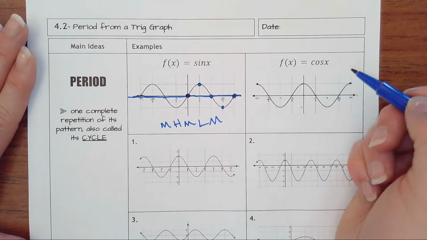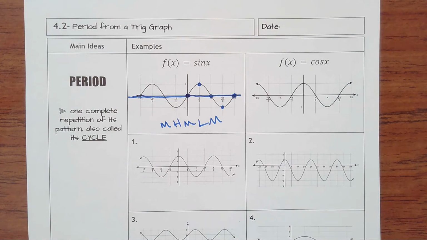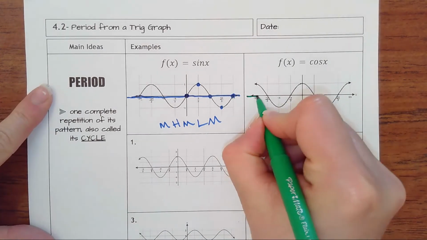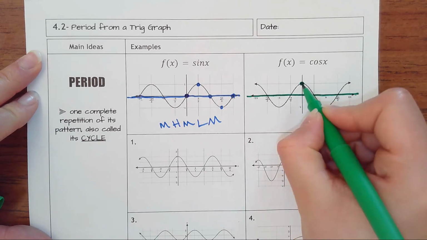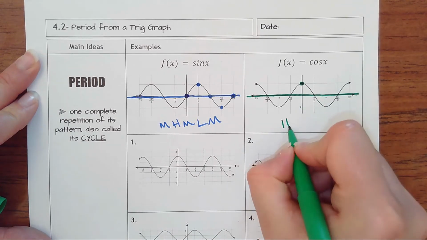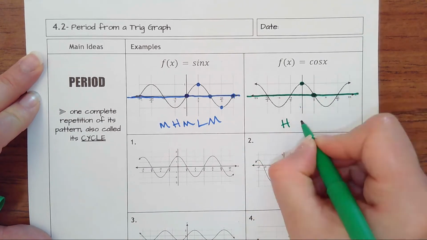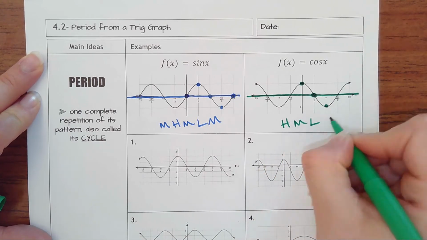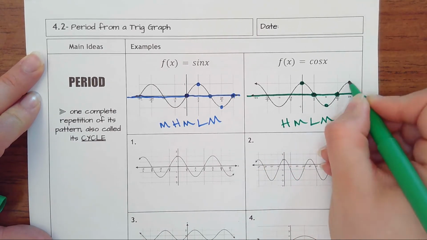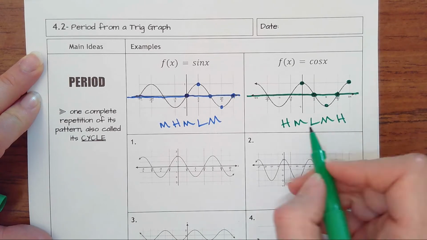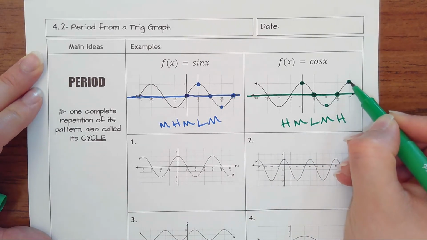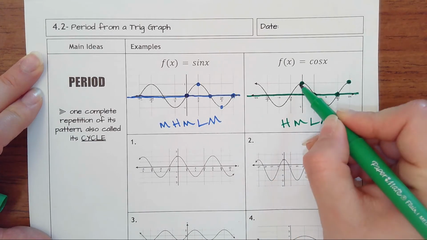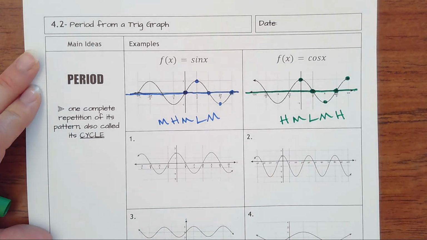Okay, cosine is different because it doesn't start at its midline. Its midline is still on the x-axis. It actually starts up here at its high point. So it goes high, middle, down to low, middle, high. That is its cycle or one period of a cosine graph. And so in this picture right here, it has 2 periods.